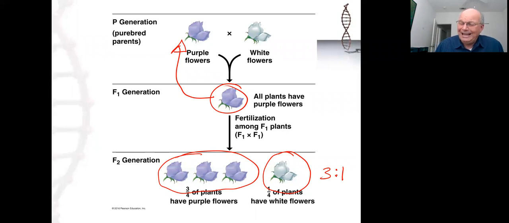Now remember, Mendel had 7 characteristics in all to look at, with these 2 either-or traits for each of the characters. And it turns out that he got similar sorts of results for all 7 characters. One of the 2 traits turned up exclusively in the F1 generation.